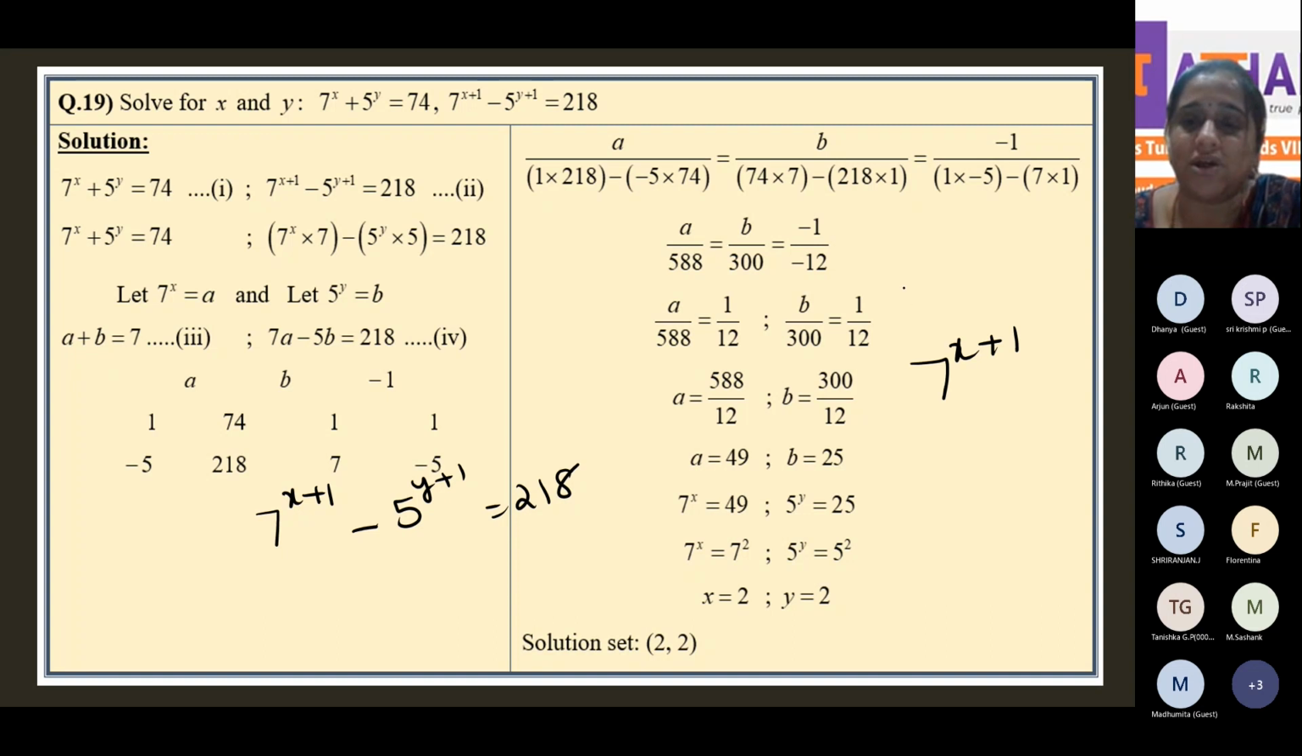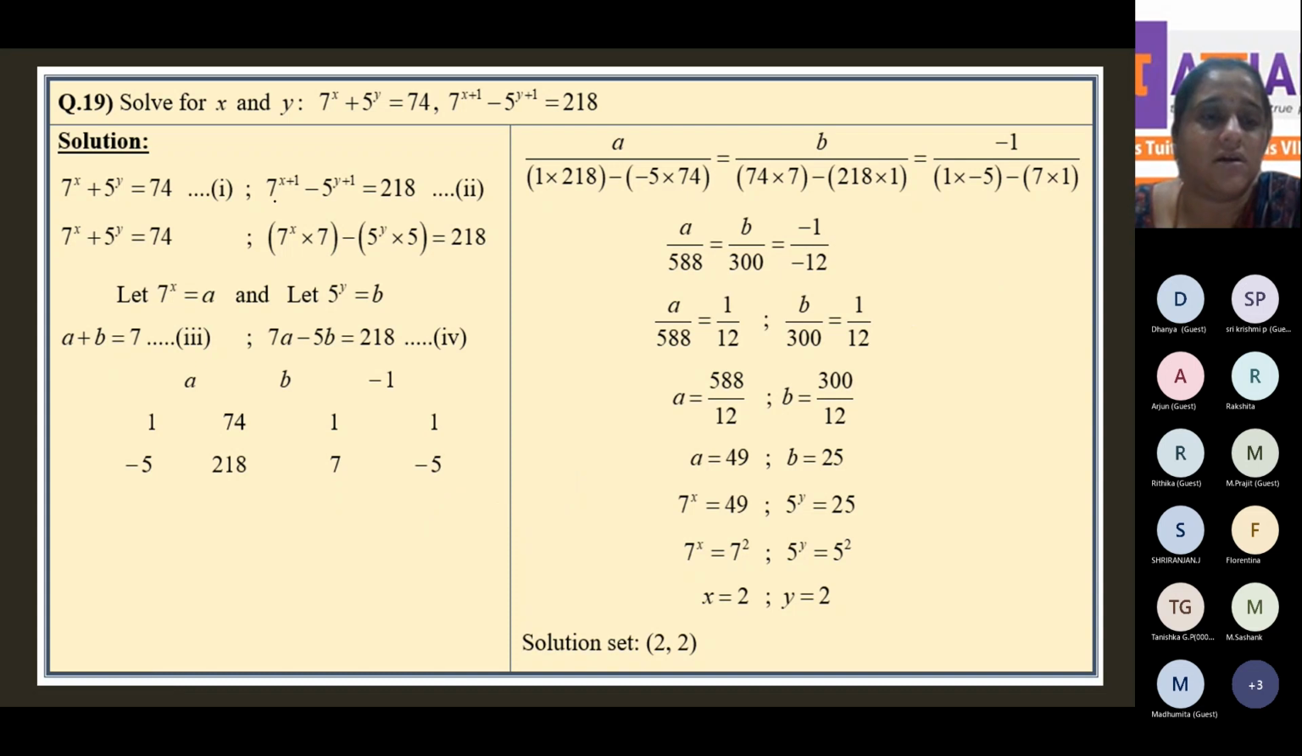In the earlier step, you should have had 7 to the power x into 7 to the power 1. If 7 to the power x plus 1 is the answer, what should have been the question? It should have been 7 to the power x into 7 to the power 1. So bases are same and it's multiplication, you add the powers: 7 to the power x plus 1.